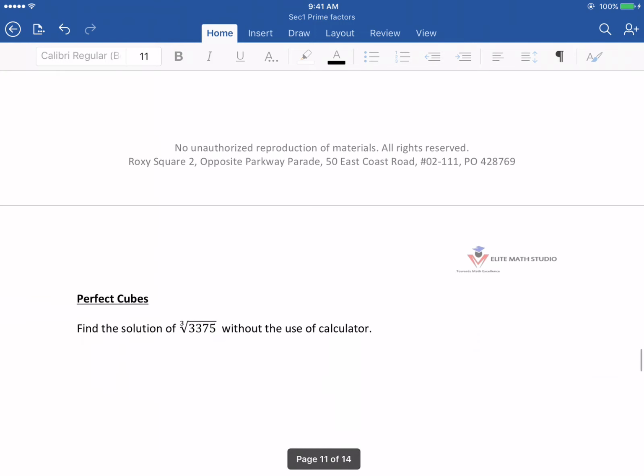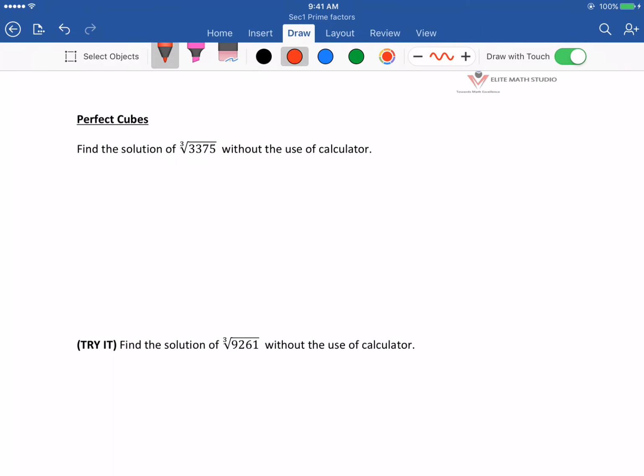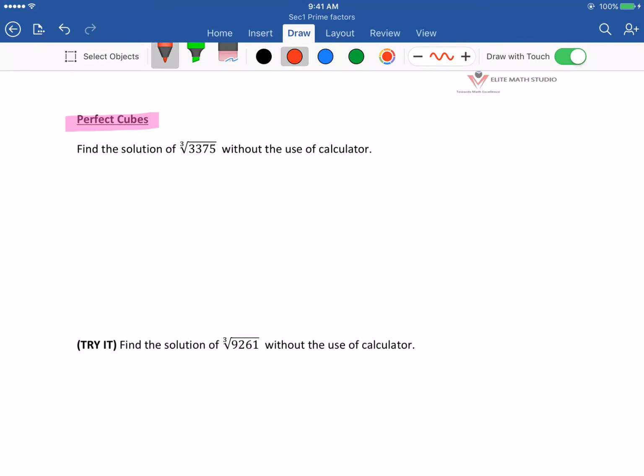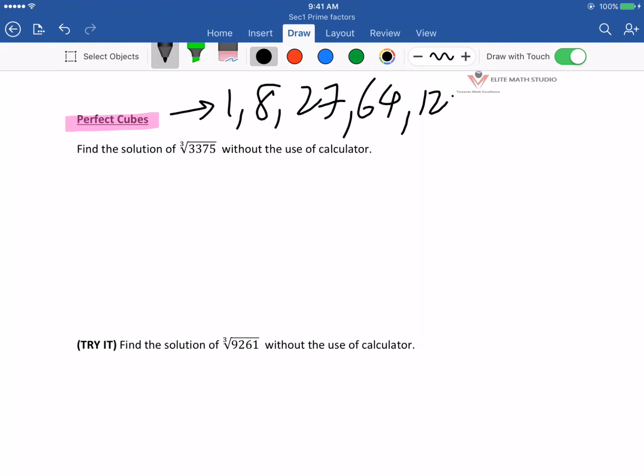Okay. Next one, what's a perfect cube? I already told you. A perfect cube is a number which can be cube rooted. Examples, as I just mentioned, are 1, 8, 27, 64, 125, and then 216, and so on. Why? Because if you cube root all these numbers, it will give you a whole number. So same thing, find the solution of the cube root of 3375 without using a calculator.